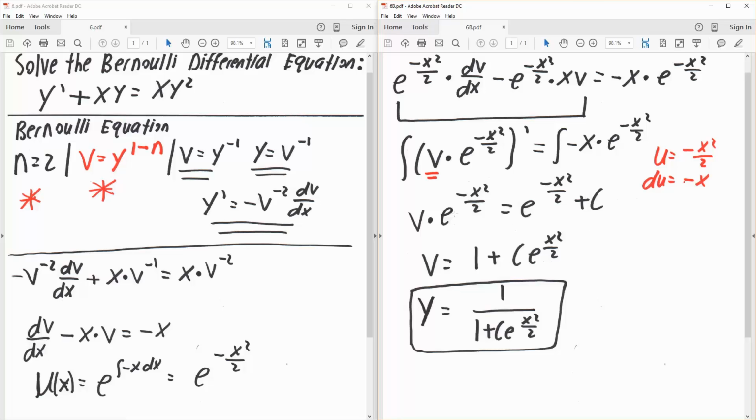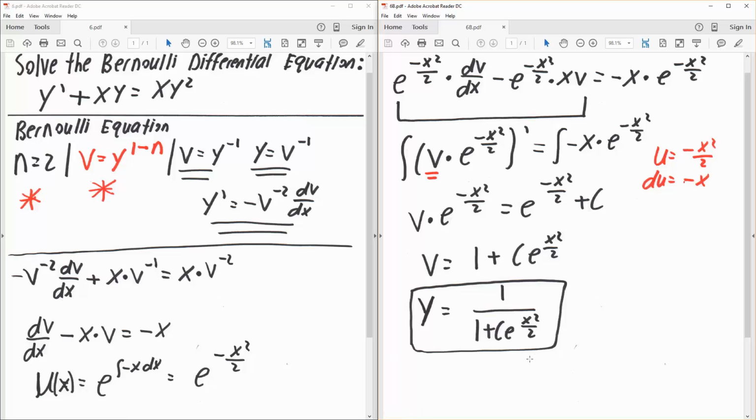And so next we divide this term. So we can say that v is equal to, this divided by this is 1, plus c divided by this would be c e raised to x squared divided by 2. And the last step, we don't want to keep our answer in v, so we want it in y. And we know that y is equal to 1 over v, so we can flip this. So we can say that y is equal to 1 divided by 1 plus c e raised to x squared divided by 2. And this right here is our final answer.